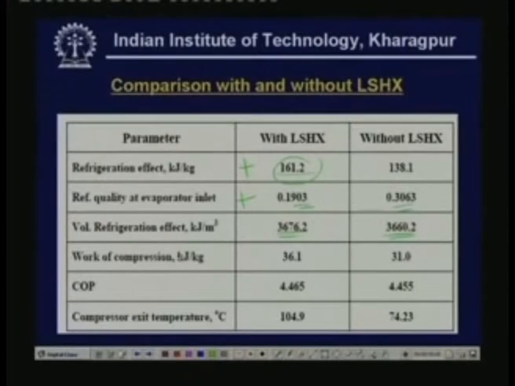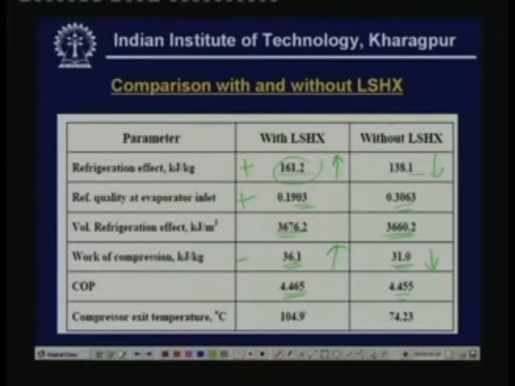Then work of compression. Work of compression, obviously with liquid suction heat exchanger, has increased because the isentropes in superheated region are flatter compared to the isentropes closer to the vapor dome. So, this is 36.1, this is 31. So, this is actually a negative point, and COP you can see that is almost same. Okay, it is 4.465 with liquid suction heat exchanger and it is 4.455 without liquid suction heat exchanger. Okay, this is because COP, as you know, is the ratio of refrigeration effect divided by work of compression. So, when you are using liquid suction heat exchanger, refrigeration effect is increasing, work of compression is also increasing. Okay. And without liquid suction heat exchanger, this is less, at the same time work of compression is also less. Okay. So, as a result, the net difference between these two is not much.